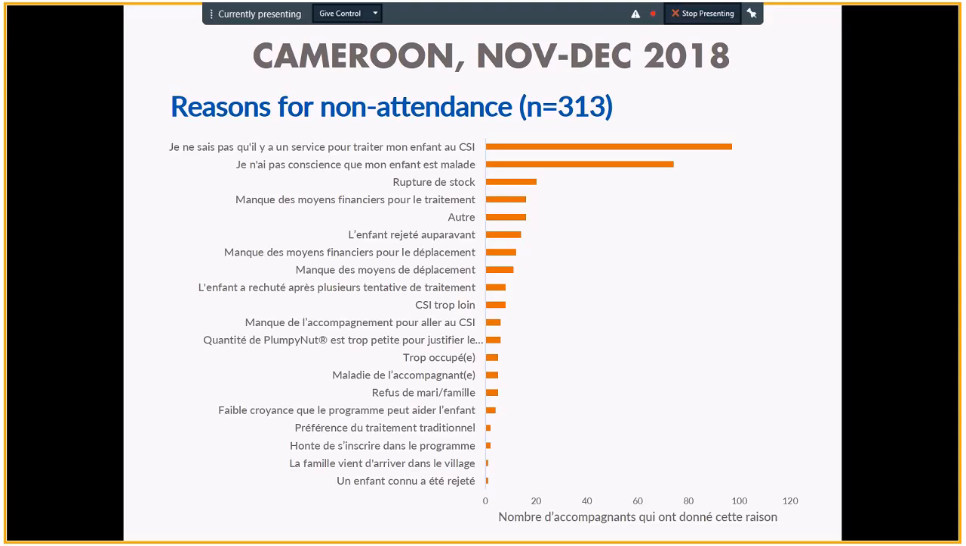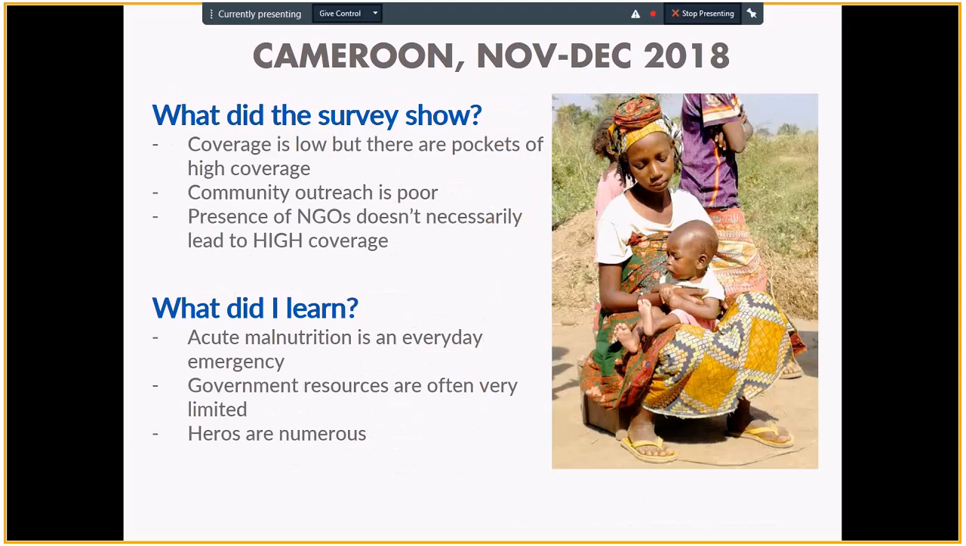So anyway, a snapshot of results from Cameroon. Just some final reflections. What did the survey show? There were pockets of high coverage, but overall coverage was low. It was quite clear that the community outreach is very poor, and also the presence of NGOs doesn't necessarily lead to high coverage. So that was something that could be investigated further.